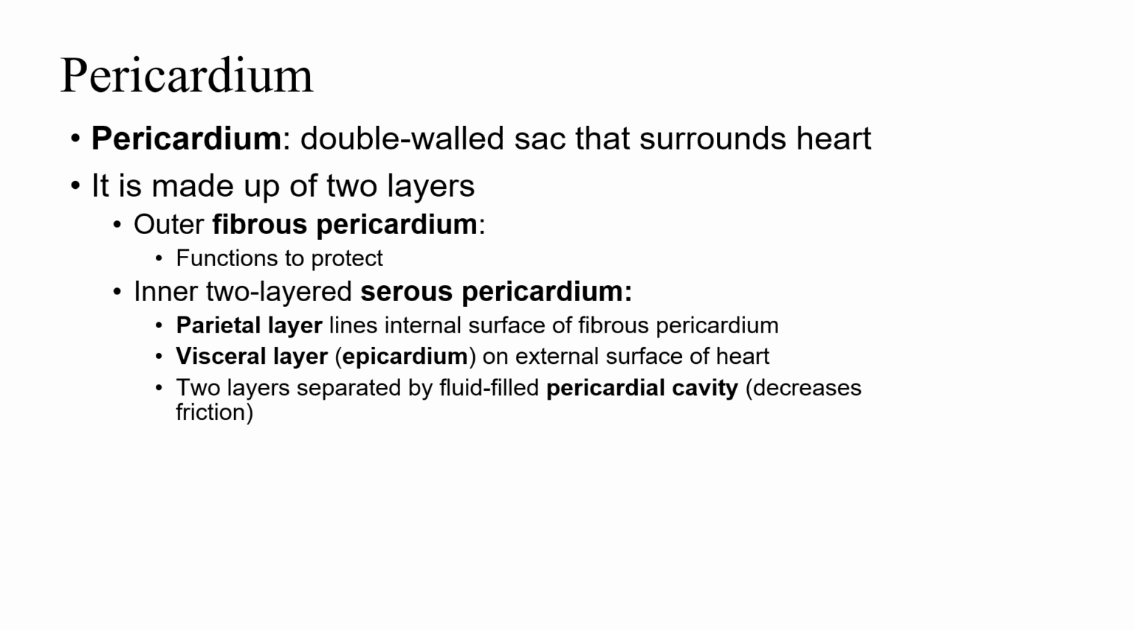And so that is composed of a parietal layer, the parietal layer lining the surface of the fibrous pericardium, and then a visceral layer. So if something is visceral, it's associated with the organ. And so it's on the external surface. In this case, the visceral layer of the pericardium is the epicardium. And so the space between these two is the pericardial cavity, and this is where you're going to find serous fluid that can just help to decrease friction between adjacent organs and layers.